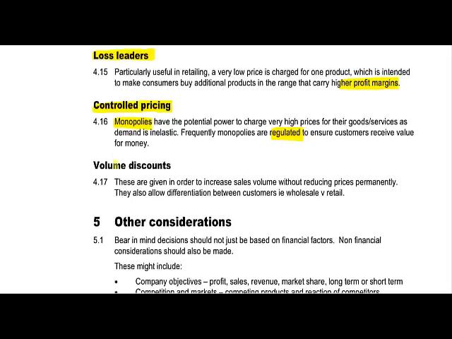Finally, a volume discount. What we mean by that is bulk buying. So if you buy more of something, then you will get a discount on it. This particularly is important when you're looking at wholesale buyers versus retail. So somebody who's buying in bulk will get a cheaper price.